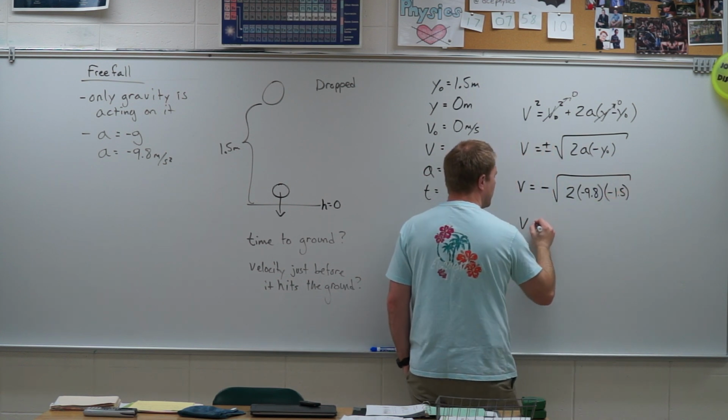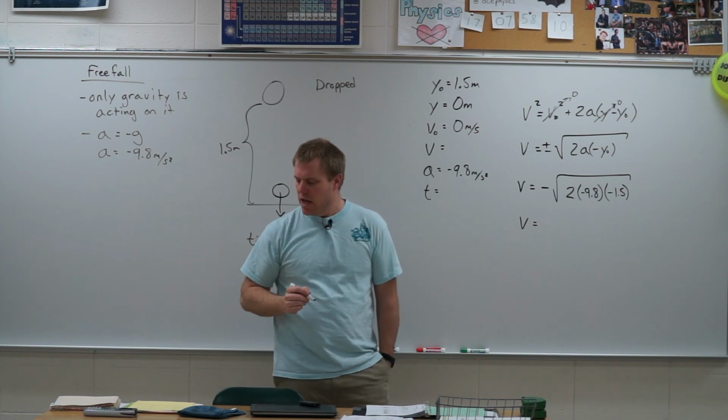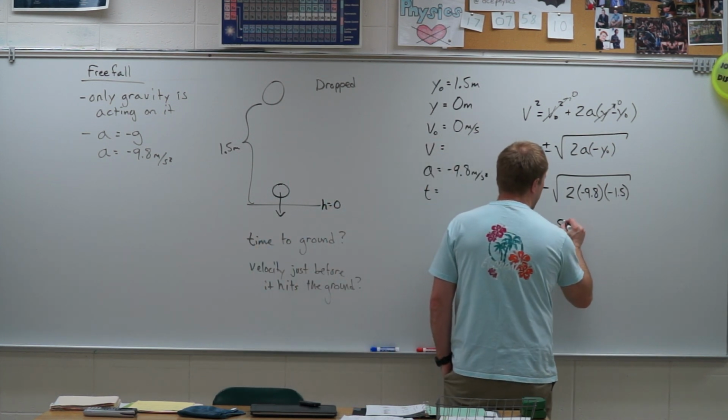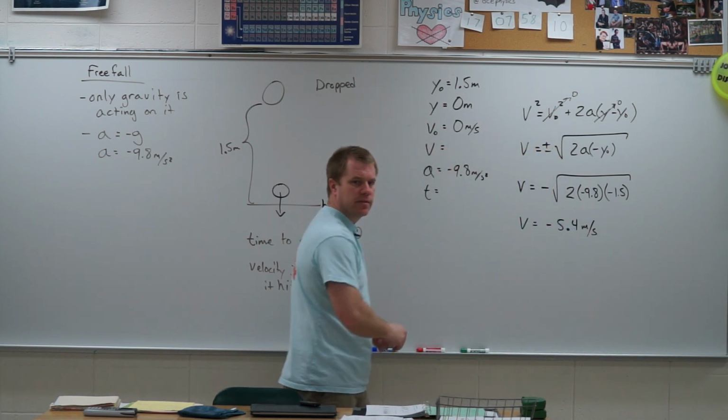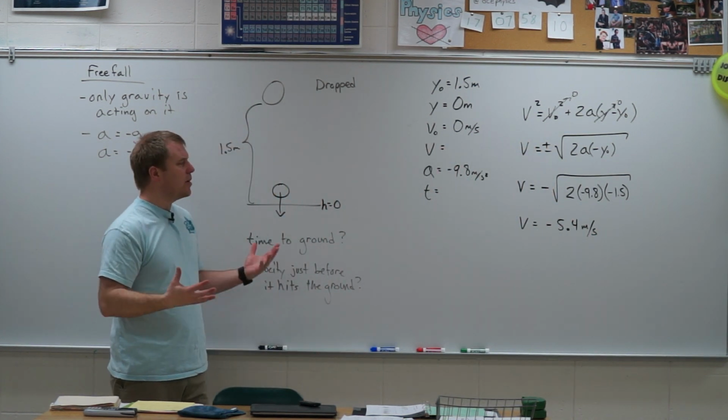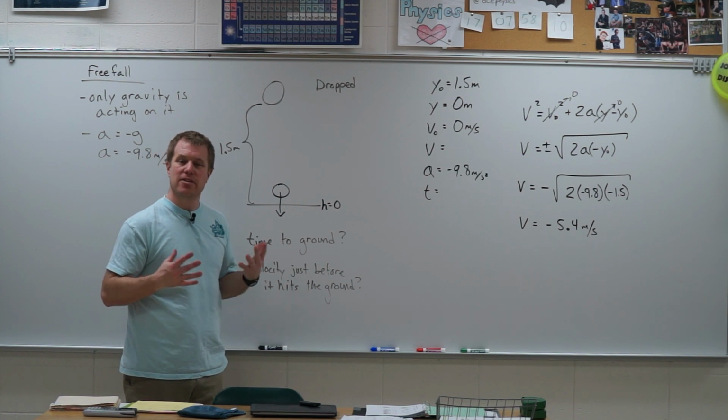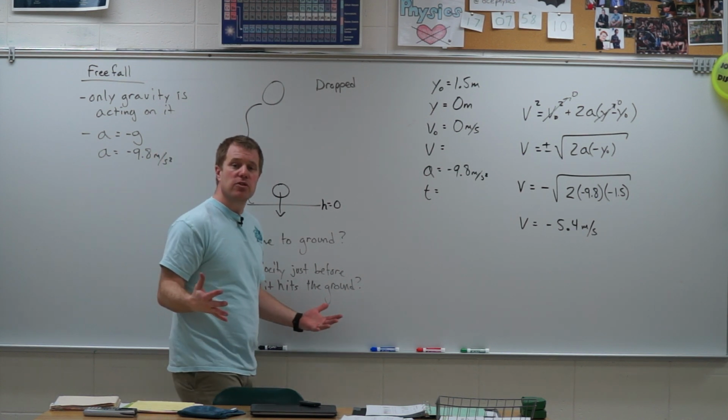And so I find that the velocity when it reaches the ground is going to be negative 5.4 meters per second. Okay. So there's that negative, and that's where it comes from. It comes from that plus or minus on that square root sign. And so this is how you do those free fall problems.